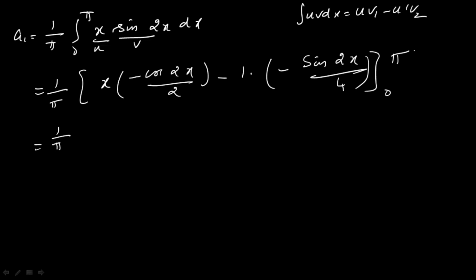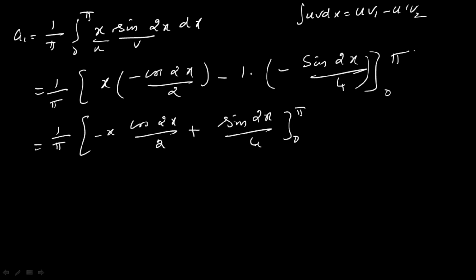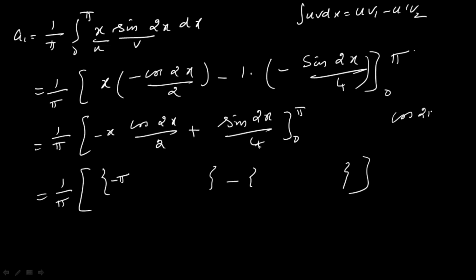Now let me simplify and then substitute the limit. So minus x cos 2x divided by 2 plus sine 2x divided by 4 with the limit from 0 to pi. So now let me first substitute the upper limit. So the bracket is a must, as I told you already: upper limit minus lower limit. So first replace x by pi: minus pi cos 2 pi. You know the value of cos 2 pi. Cos pi is minus 1, cos 2 pi is nothing but plus 1. So 1 divided by 2 plus sine 2 pi, value 0.